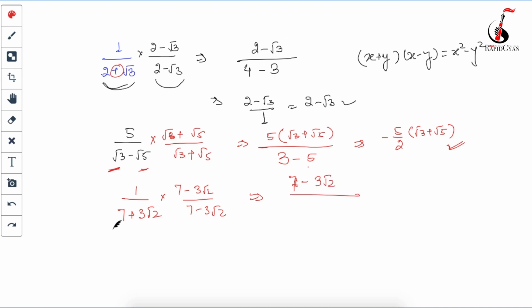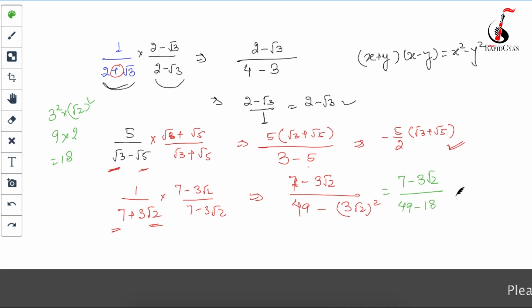In the denominator, x square minus y square. So x square is your 49 minus y square. Y square is equal to 3 root 2 square. Look here beta, 3 root 2 square. I will solve here. So this is 3 square into root 2 square. Correct? So 3 square is your 9. 9 into root 2 square, which is 2, is 18. Means my answer is 7 minus 3 root 2 upon 49 minus 18.